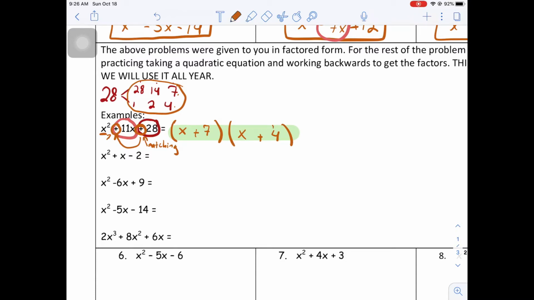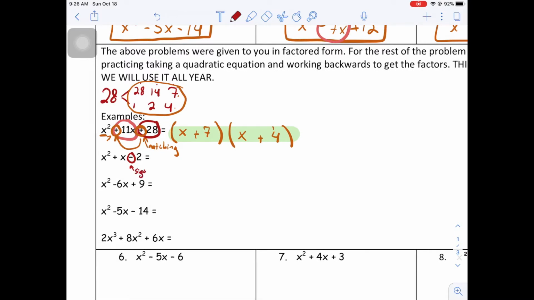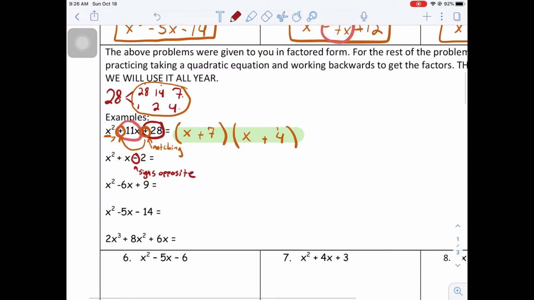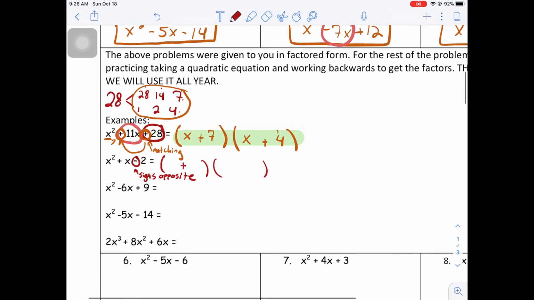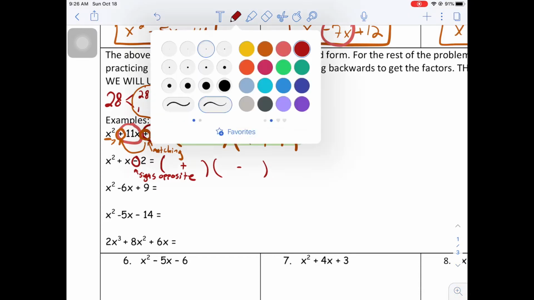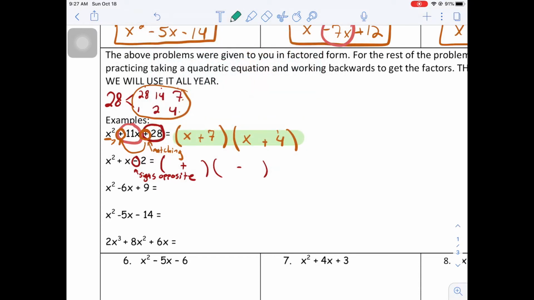Okay? So let's take a look at the next one. x squared plus x minus 2. So this minus right here tells us that the signs are opposite in the middle. So signs opposite. So when we build our factors, we're going to have a factor here, a factor here. The signs are going to be opposite. One's going to be plus, the other is going to be minus. Okay? The nice part about 2 is that there's only one option. Okay? You have 1 and 2. Those are the only options for factors of 2.